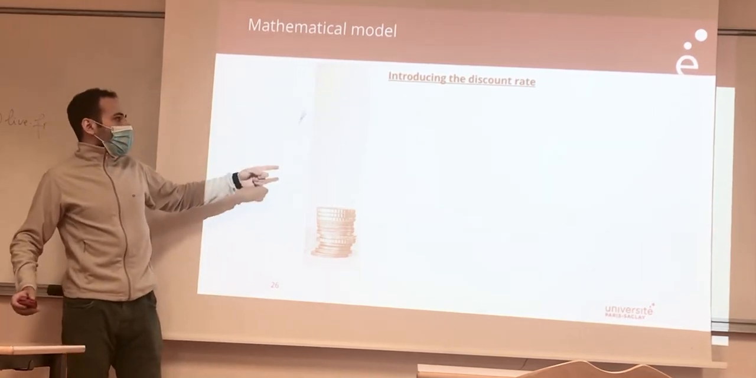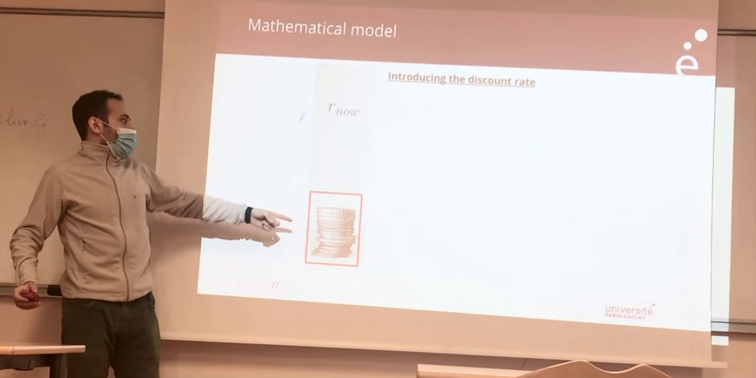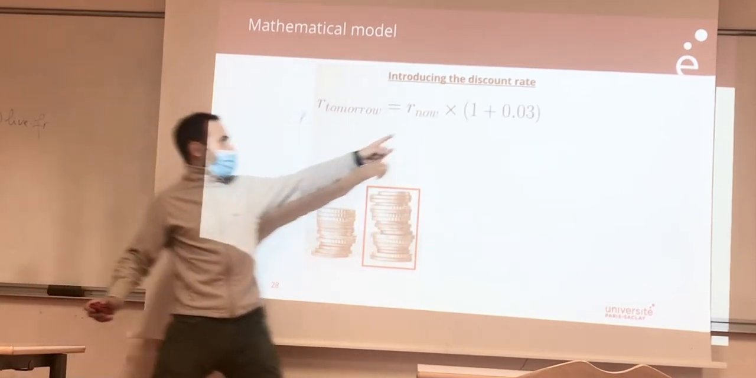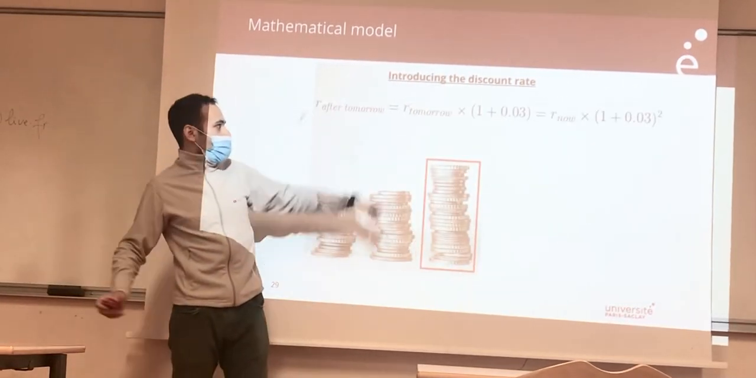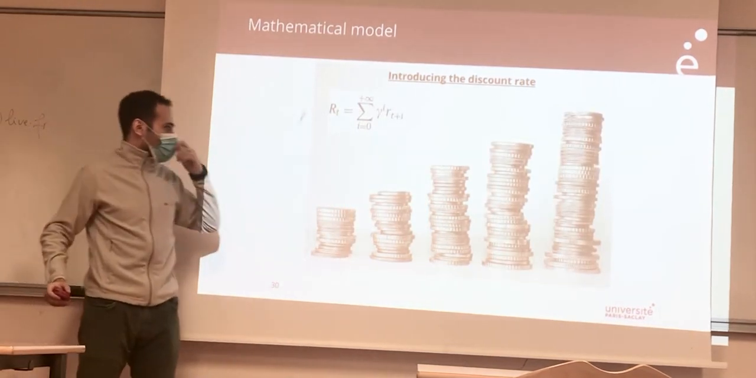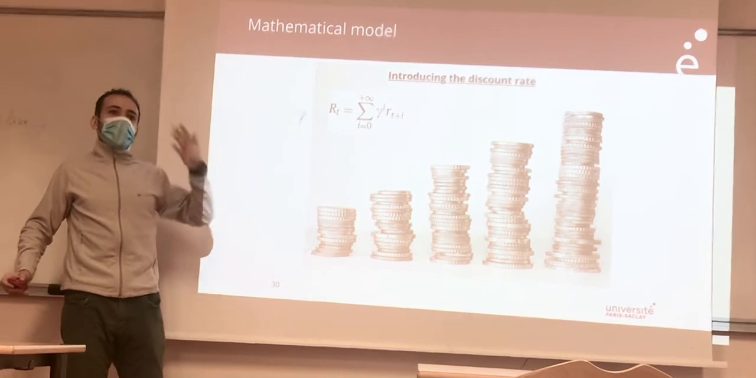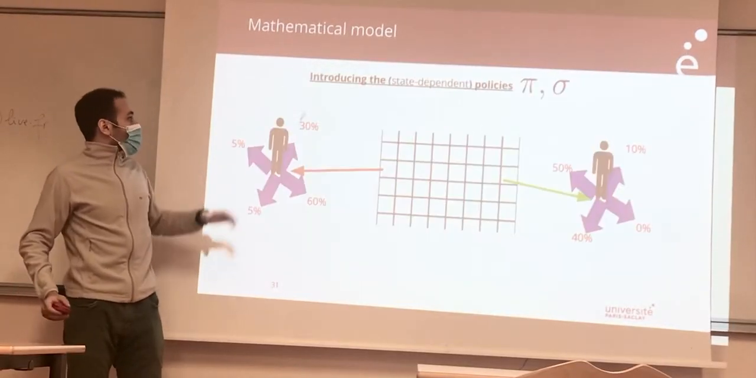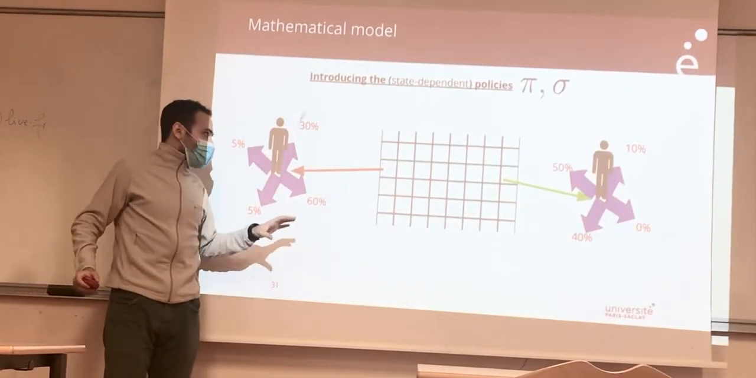You recall the motivation in class about the discount rate. We have money now, money tomorrow. That is multiplied by some rate, the compound rate model. So we have this formula over here. And this is the cost of time.